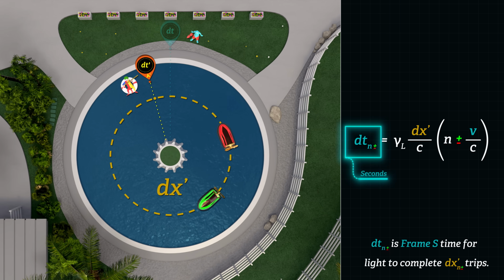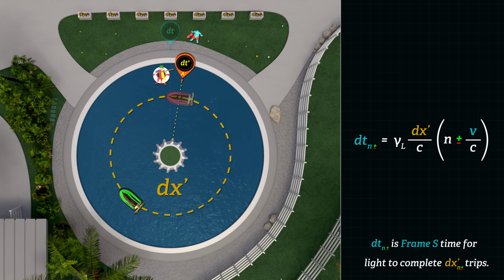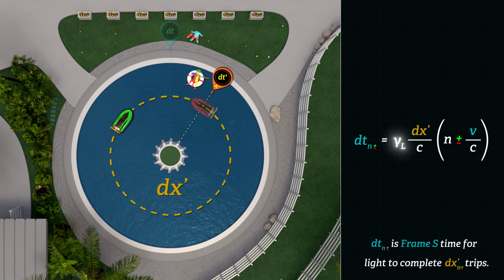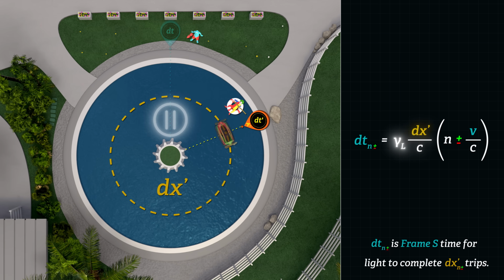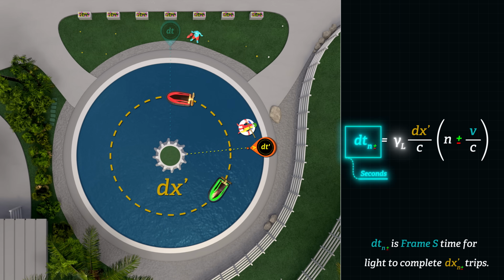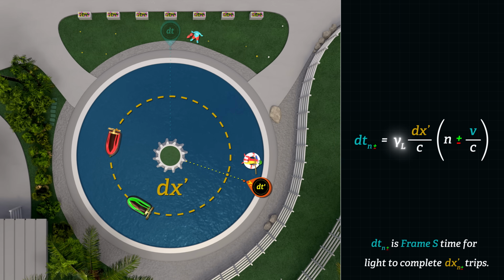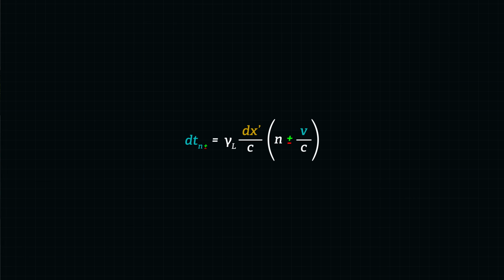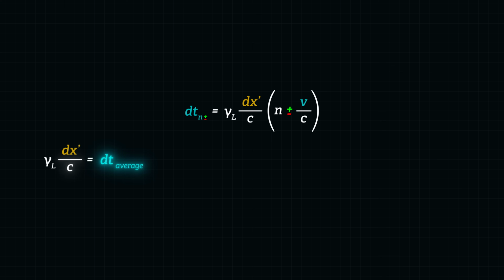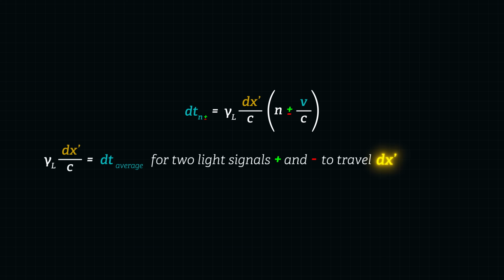Based on the time dilation concept of special relativity, the gamma L factor converts moving clock time, denominated in seconds prime, to stationary clock time, denominated in seconds. You'll recall that moving clocks tick gamma L times slower than stationary clocks. Gamma L times dx prime over c is the average frame S time required for two light signals to each travel distance dx prime at speed c.